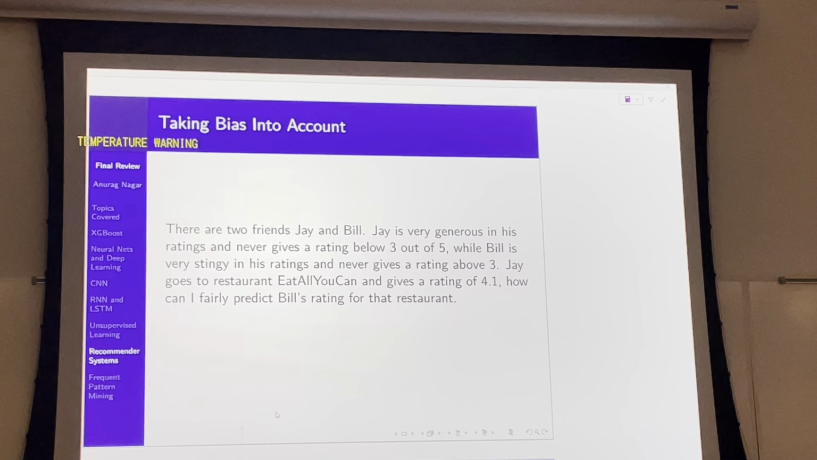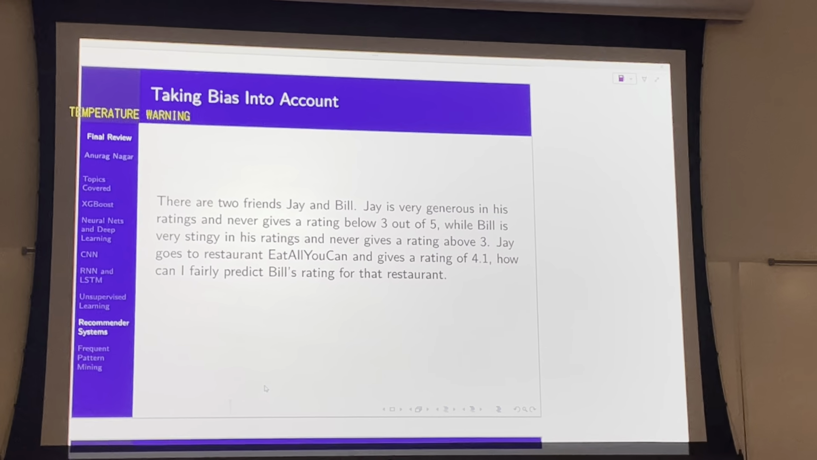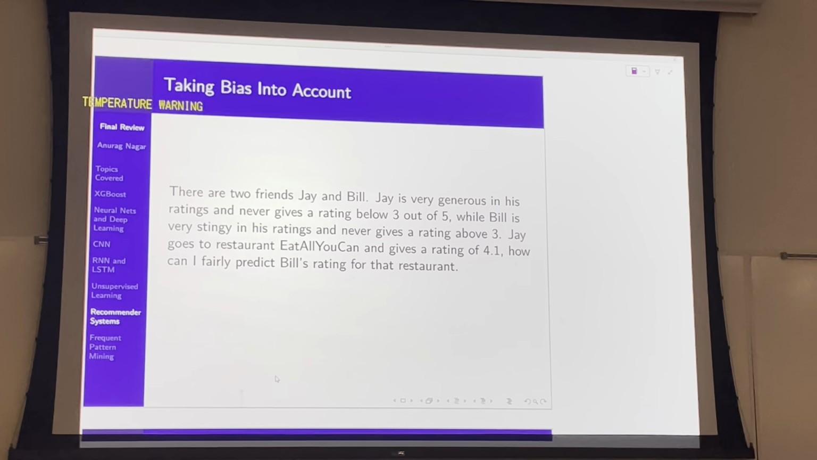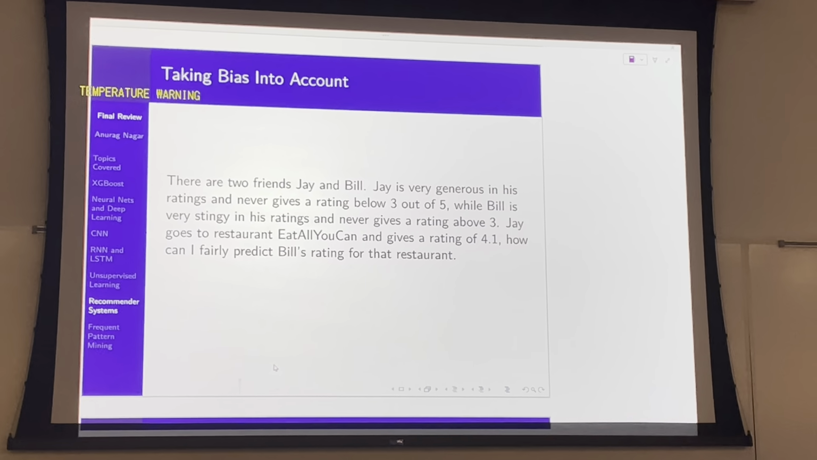5. And Bill is very stingy, he always gives below 3. So if I want to compare their ratings, like I told you, in the similarity based or in the collaborative based, we compare rating behavior of people. Now if Sabre is very generous and Chris is very stingy.